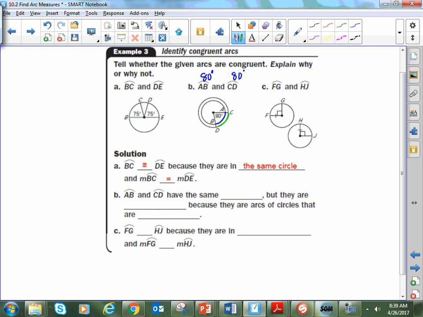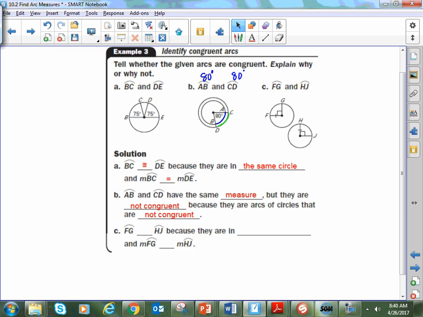While they do have the same arc measure, if I physically had to walk from point A to point B, it's going to be shorter than the distance from point C to point D. So because the circles are not congruent, the lengths of the arcs are not the same. And because the lengths are not the same, then the arcs cannot be congruent no matter that they have the same arc measure.